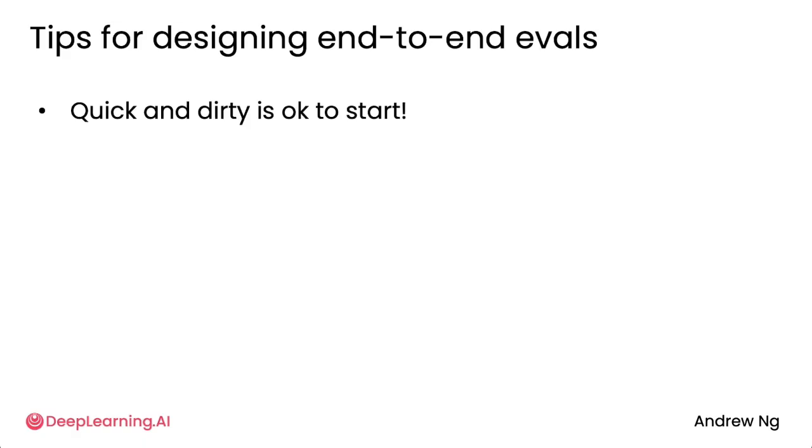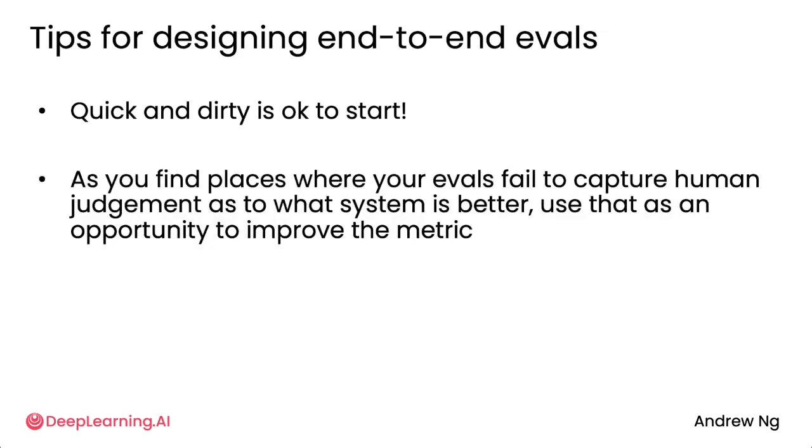And as the evals become more sophisticated over time, you can then shift more and more of your trust to the metric-based evals rather than needing to read over hundreds of outputs every time you tweak a prompt somewhere. And as you go through this process, you'll likely find ways to keep on improving your evals as well. So if you had 20 examples to start, you may then run into places where your evals fail to capture your judgment about what system is better.